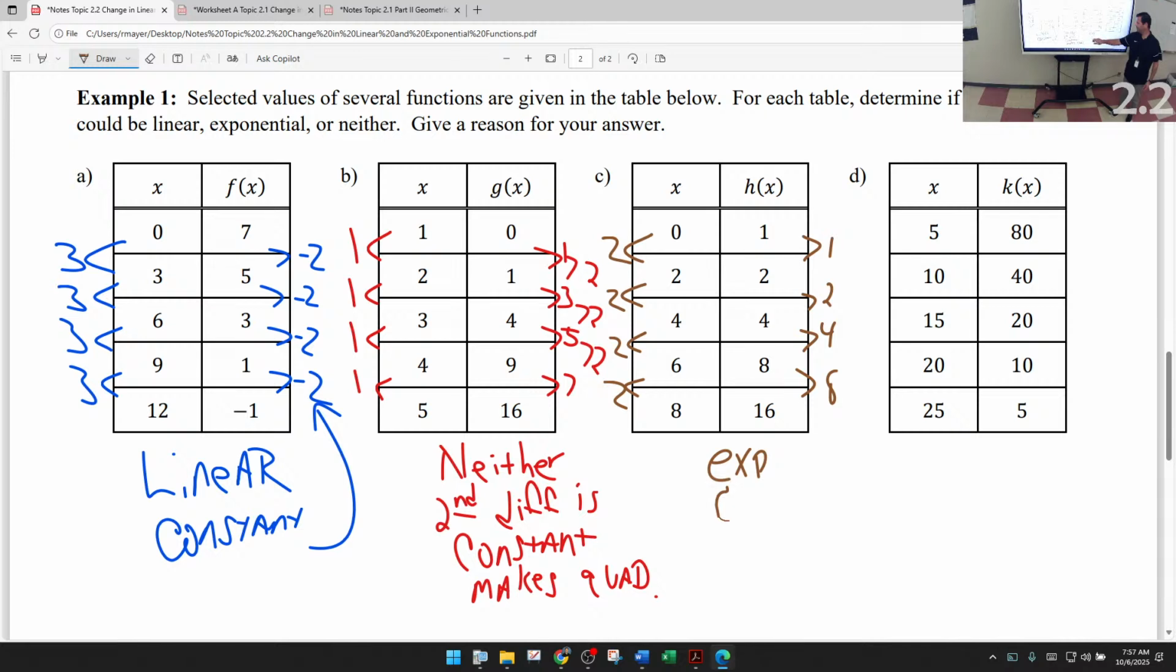Common, I won't say common difference, common ratio. How about this? Common ratio 2. Good enough?